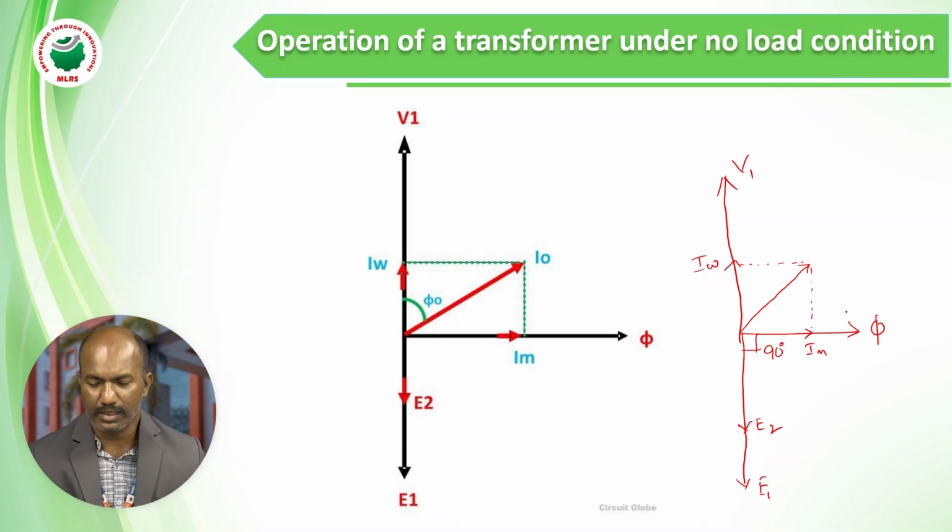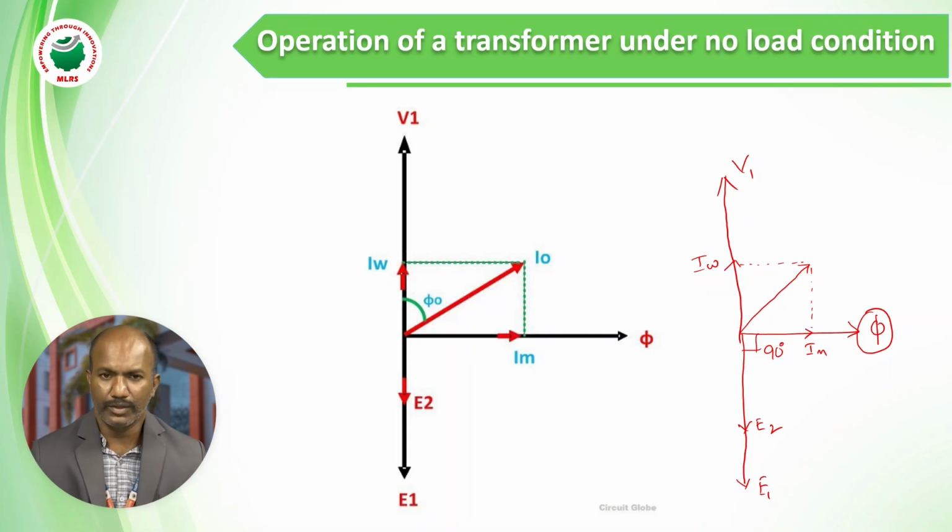So this is the way we have to draw the phasor diagram. First we have to take flux as the reference waveform because it is common to both primary and secondary winding. Next, we know that induced EMF lags flux by 90 degrees. So you have to draw E1 and E2 phasors at an angle 90 degrees lag.